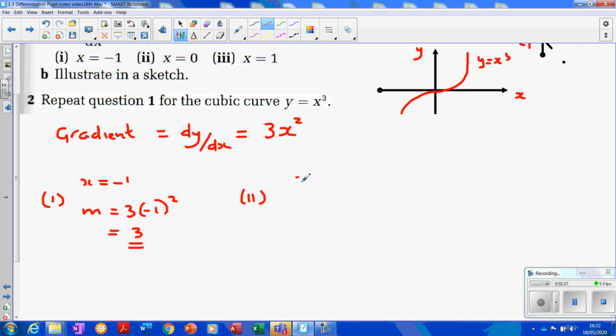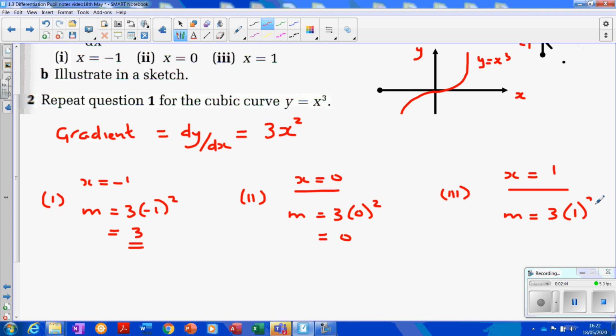Second part, when x is equal to 0, the gradient of the tangent to the curve is 3 times 0 squared, which is 0. And the third part is when x is equal to 1, and the gradient would be equal to 3 times 1 squared, which is 3 times 1, which is 3.